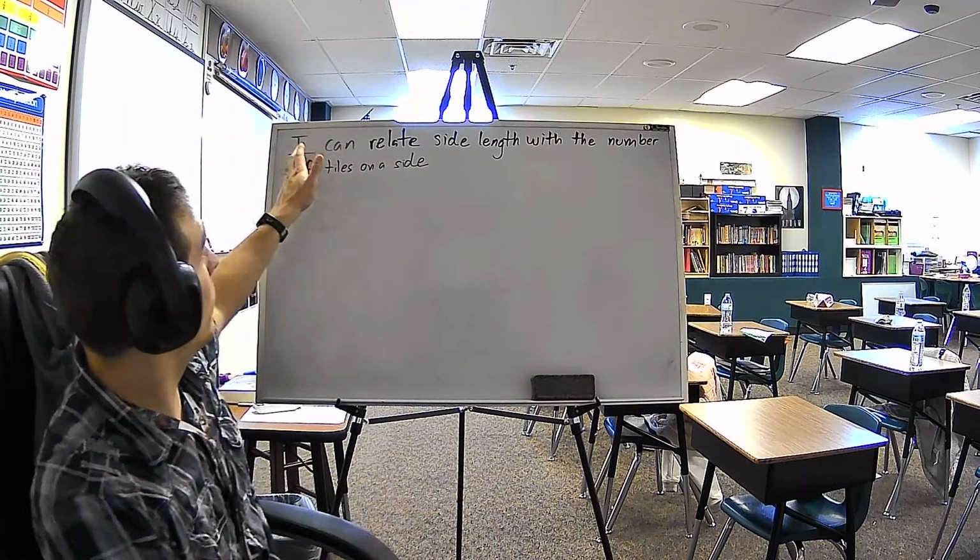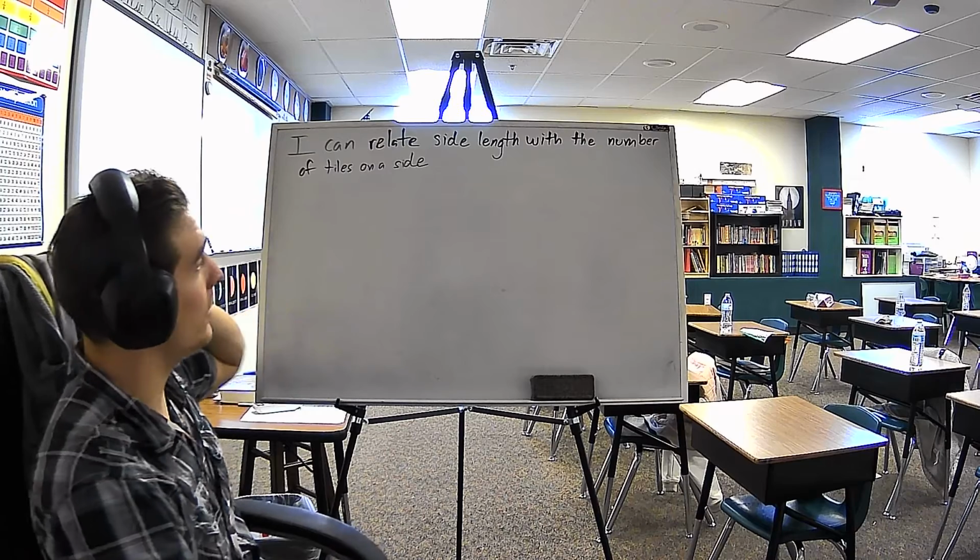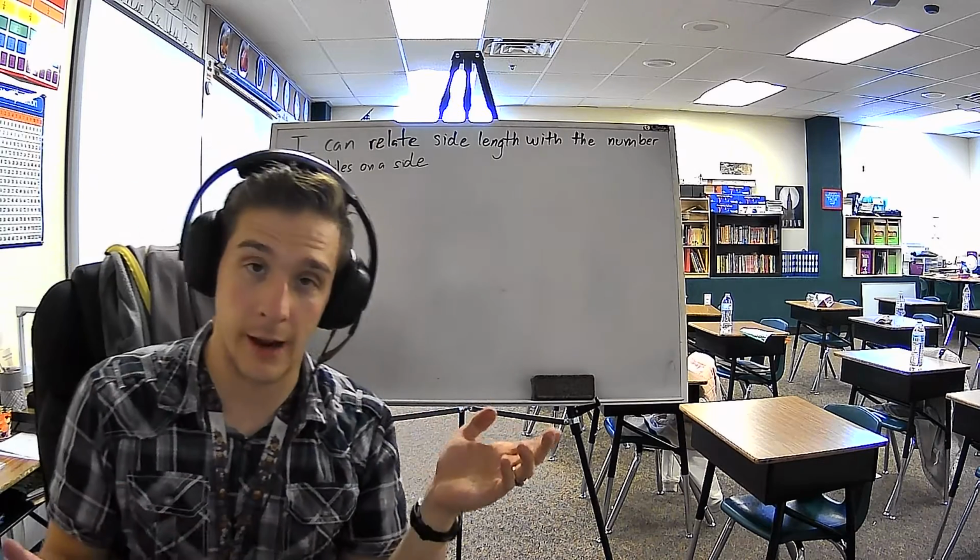So today's lesson is going to be a little short because we've already been talking about this a lot. We talked about it a lot in Module 1. We're just looking at it in a different way. Before we get into it, let's look at our goal: I can relate side length with the number of tiles on a side.